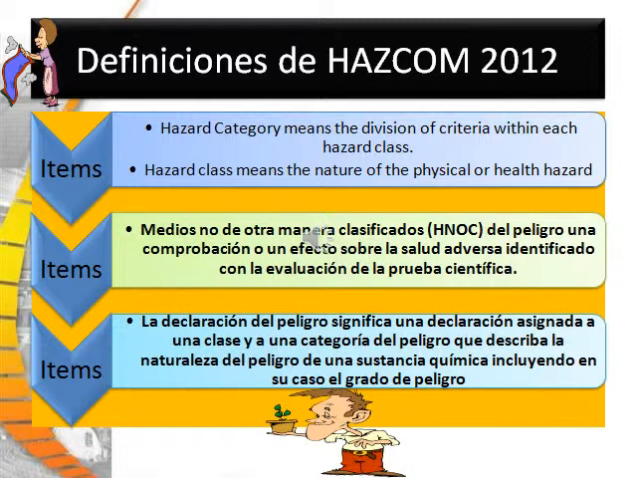Hazard category means a division of criteria within each hazard class. The hazard class means the nature of the physical or health hazard. A hazard not otherwise classified, or HNOC, means an adverse physical or health effect identified through the evaluation of scientific evidence. A hazard statement means a statement assigned to a hazard class or category that describes the nature of the hazard of a chemical, including the appropriate degree of hazard.